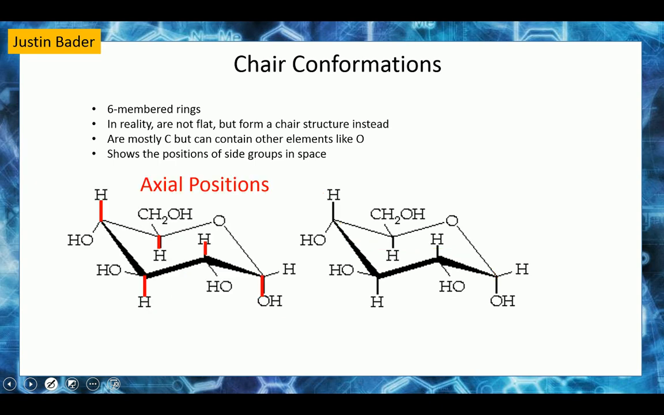So in these chair conformations, we determine the positions of the side groups as being axial or equatorial. Axial positions are going straight up or straight down from the ring, and those positions are very crowded, and usually the smaller functional groups are going to be in the axial position when you're looking at one of these 6-membered rings. Whereas the equatorial positions, which we have here on the right in blue, are going to be the more roomy positions. Larger groups are going to prefer these equatorial positions rather than the axial positions, and they are always going to be at an angle when you draw them on your chair structure.